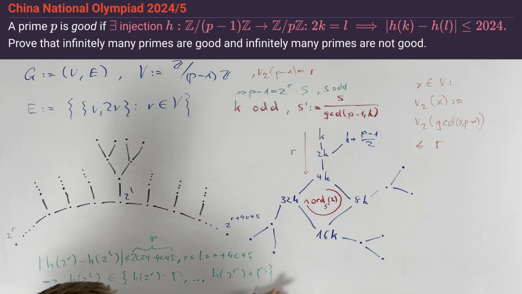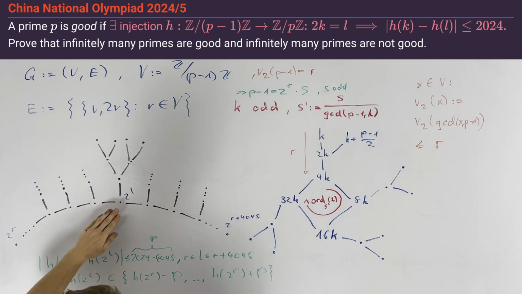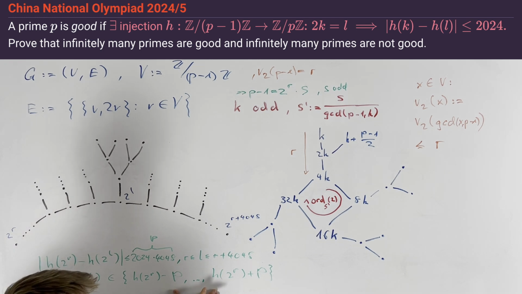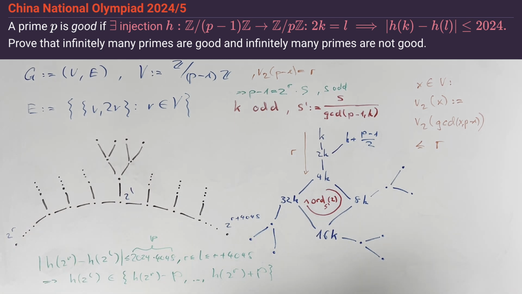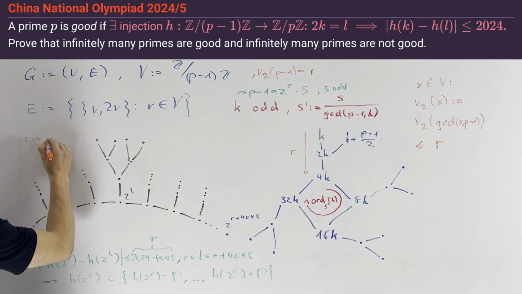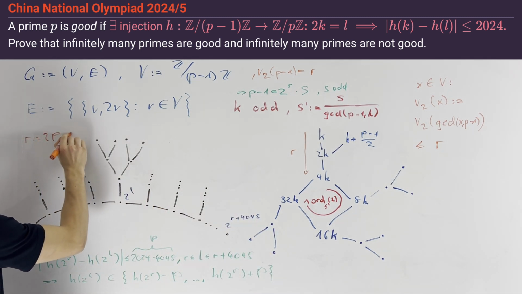Since these are only 4048 values, but we have 4049 disjoint arms, we know that we can find one arm which only attains values inside the set. This implies that on the tree, h can only attain 2P plus 1 different values. But from here, we clearly get a contradiction, if we take r to be equal to 2P plus 2.